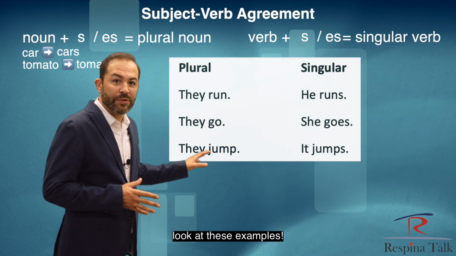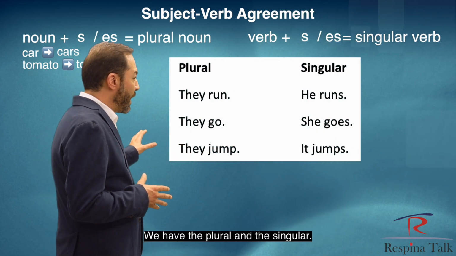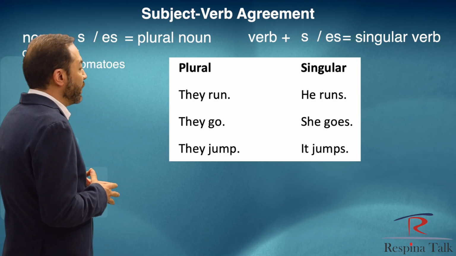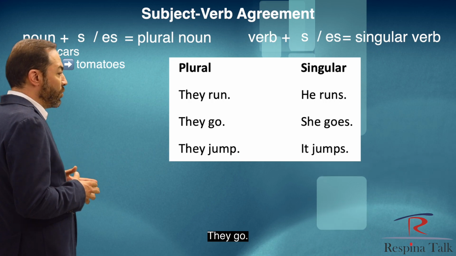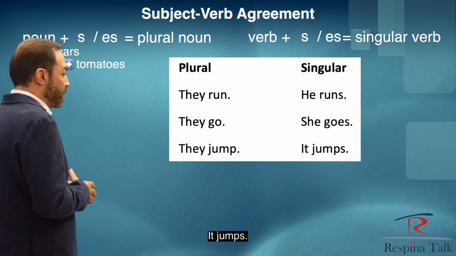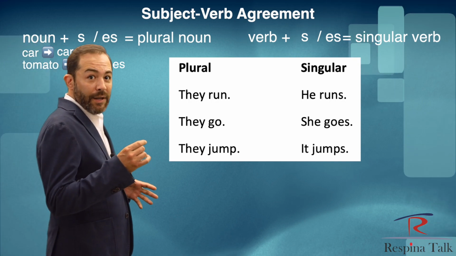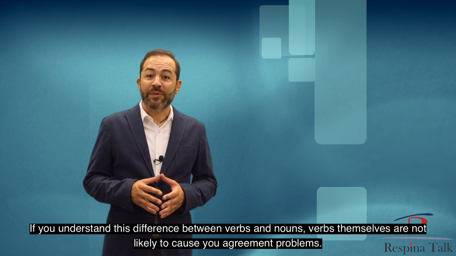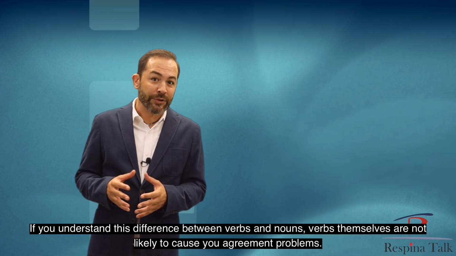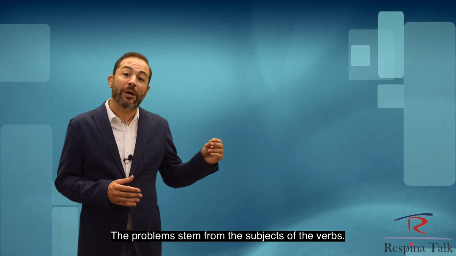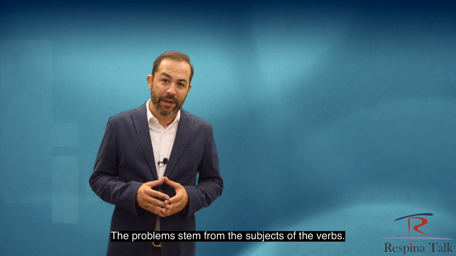Look at these examples. We have the plural and the singular. For example, they run, he runs. They go, she goes. And they jump, it jumps. If you understand this difference between verbs and nouns, verbs themselves are not likely to cause you agreement problems. The problems stem from the subjects of the verbs.